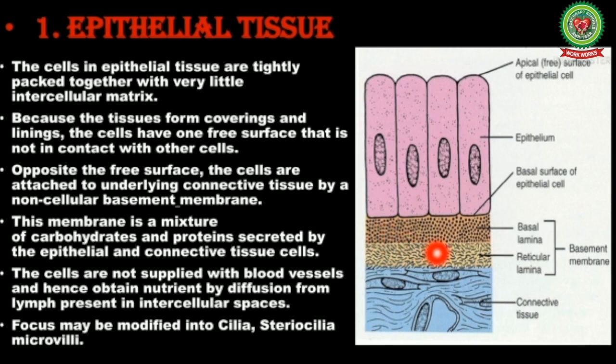This membrane is a mixture of carbohydrates and proteins secreted by the epithelial and connective tissue cells. The cells are not supplied with blood vessels, hence obtain nutrients by diffusion from lymph, present in intercellular spaces. Here, the free surface may be modified into cilia, stereocilia, or microvilli.